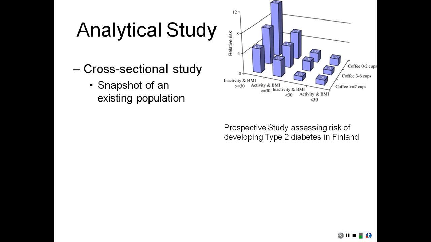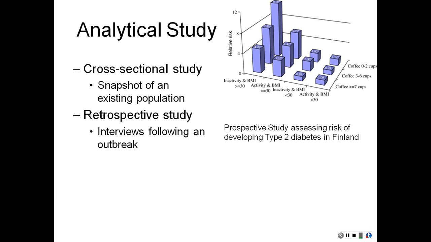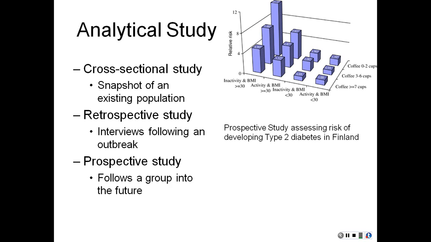Analytical studies can be cross-sectional. We just take a population at one given time and say who's sick, who's not. There could be retrospective studies, where we look backwards and ask who had it. If you have an outbreak and you start calling people and asking, where did you eat, where did you go, we're doing retrospective. We're trying to look back at what they did prior to the outbreak and figure out what was correlated with the disease. Or you can do a prospective study, and these can give a lot of information.